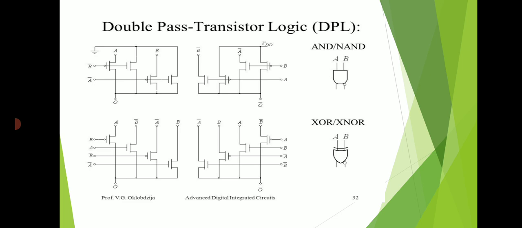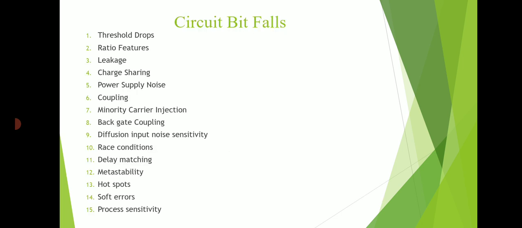If the operation is the same as the CMOS gate, then the inputs and the outputs will be the same. In this way we can use two PMOS and two NMOS transistors to design the double pass transistor logic XOR gate. So you can see the NAND gate and the XOR gate. Next one is circuit pitfalls.